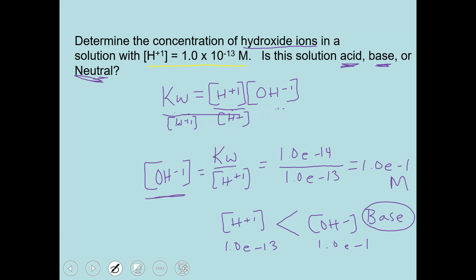So given any concentration of hydrogen, we can calculate the hydroxide. Given any concentration of hydroxide, we can calculate the hydrogen. Because we know that if it's a water-based solution, their concentrations will always multiply to give us the Kw, which is 1.0 times 10 to the negative 14.